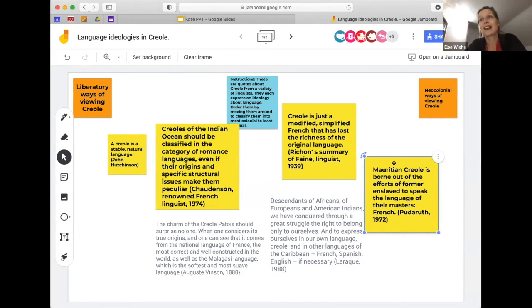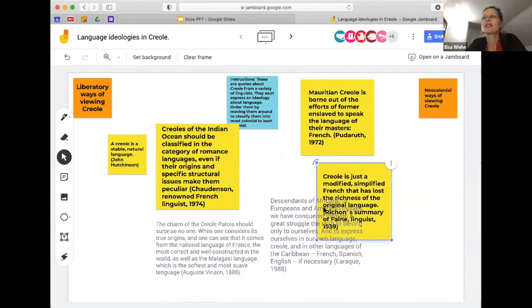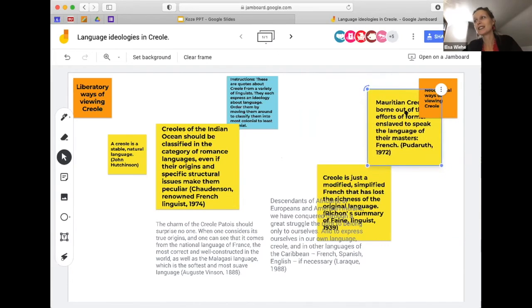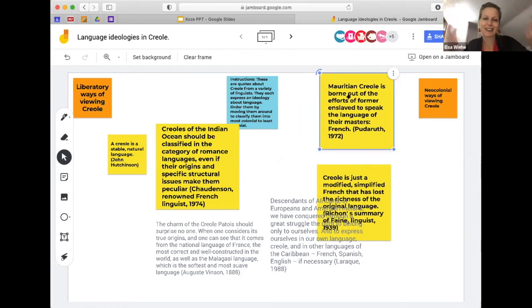So I agree with you that it would be closer to here. One question I would say here is that in the words, efforts of former enslaved to speak the language, so there is some agency in it. So maybe I wouldn't put it here. I would maybe put it here, and we could debate on where that falls. I had to think about it too.